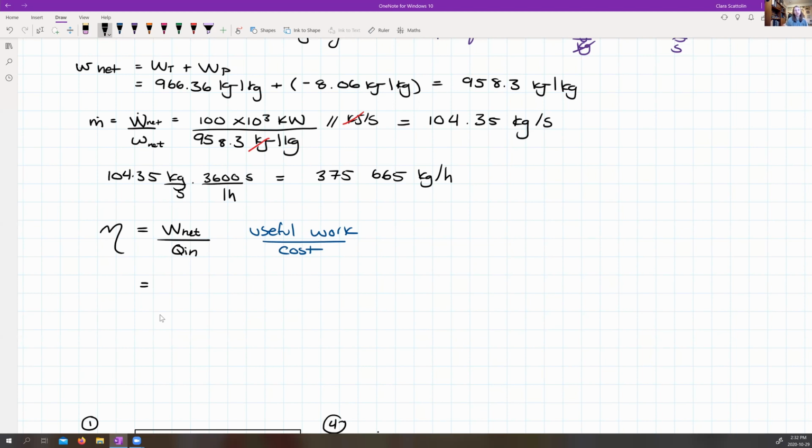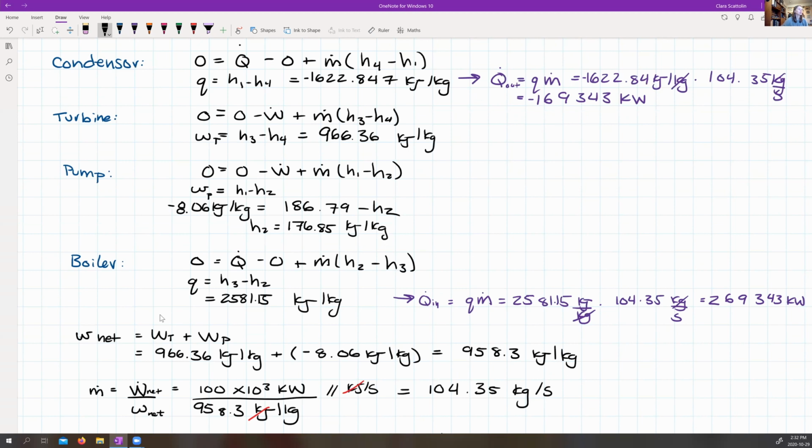And because of the laws of thermodynamics, you would expect a value of less than 100%, right? Because if not, I'm spontaneously creating energy. And we know, unfortunately, the universe doesn't allow for that. So my work net, I calculated up top, was 958.3 kilojoules per kilogram. And my Q in, I took it up here, 162. My Q in is from the boiler. Here we go.